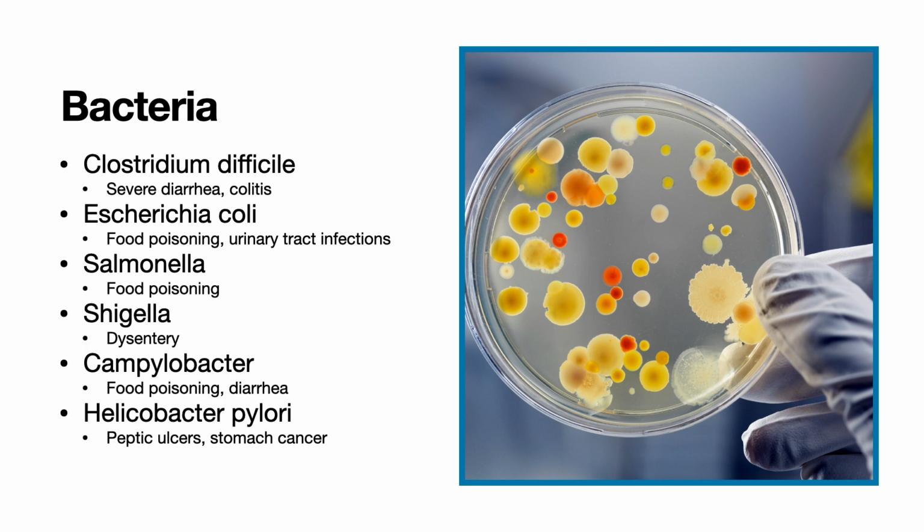We all know about salmonella with food poisoning, Shigella. This is one that a lot of times you'll hear from eggs, and then Campylobacter. And then the last one is Helicobacter pylori. This is H. pylori. This is one that everybody talks about, ulcers in your stomach. That's usually due to not having enough acid in your stomach.